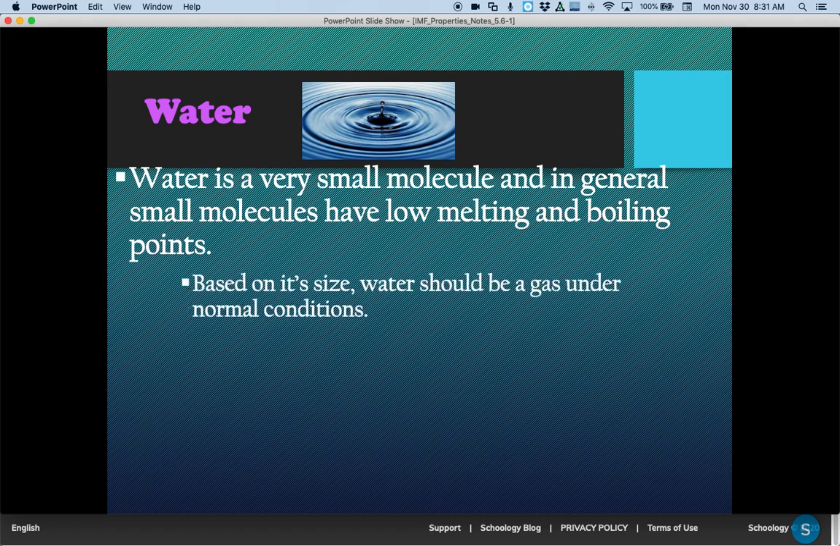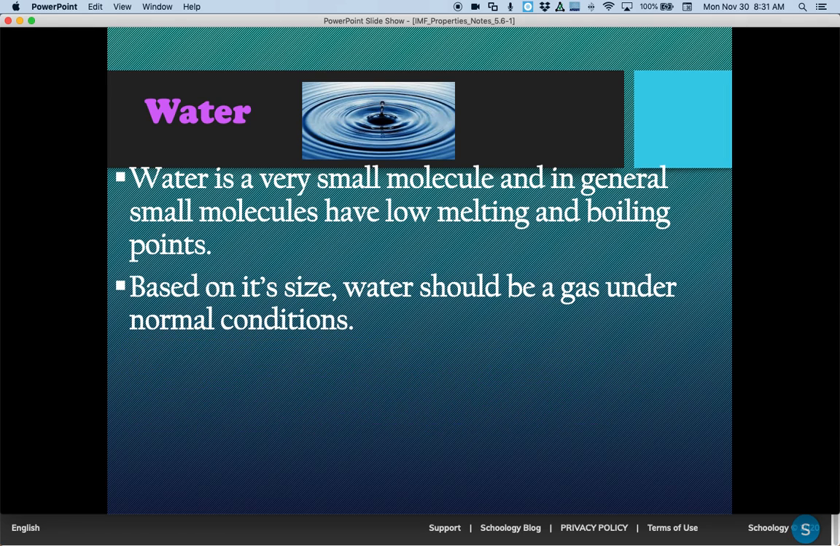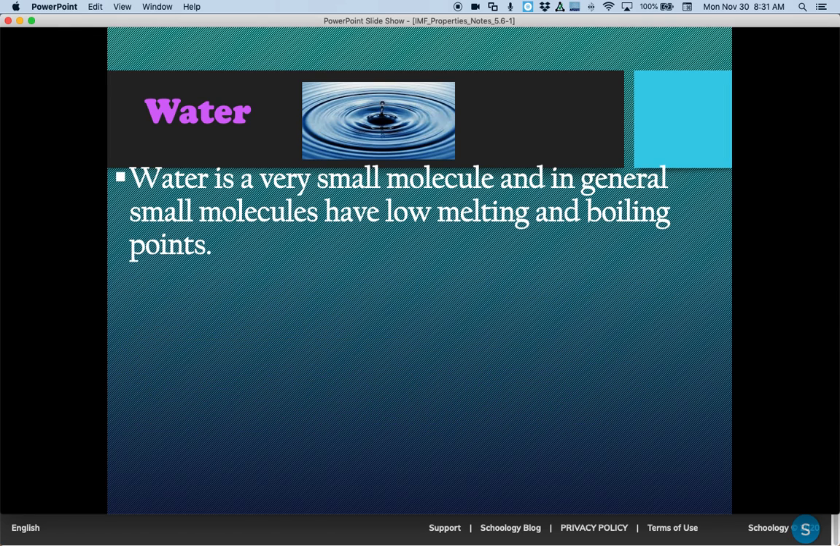This becomes very interesting when we think about water. Water is really small. It has a very low molecular weight. In general, small molecules have really low melting and boiling points because they're so tiny, they're not going to stick together that well. Things that are very light are very easy to manipulate. Just think about manipulating a box full of packaging peanuts versus a box full of bricks. Things that are light are easy to move around and manage.